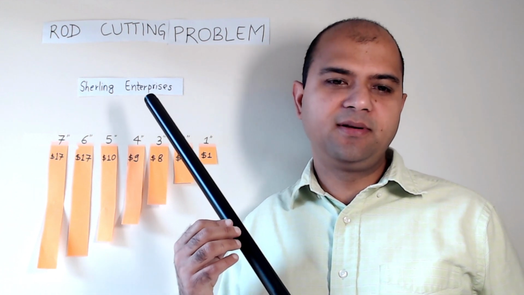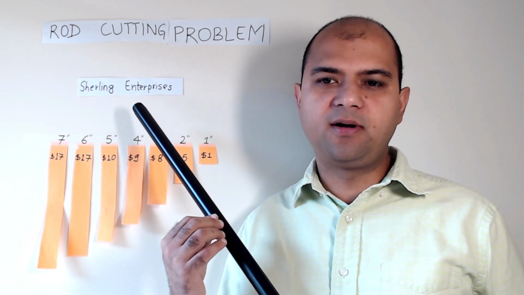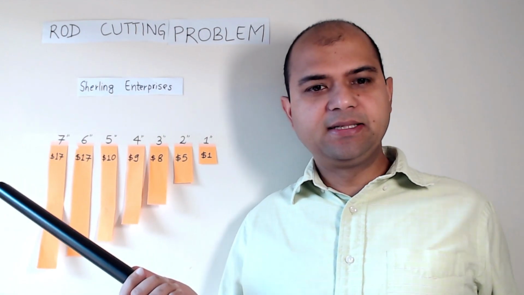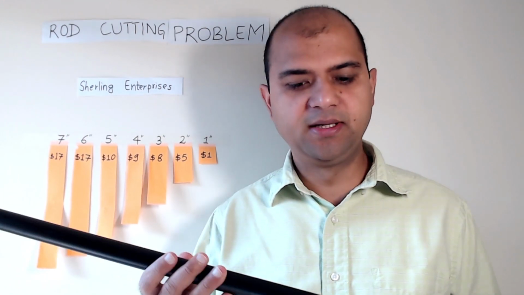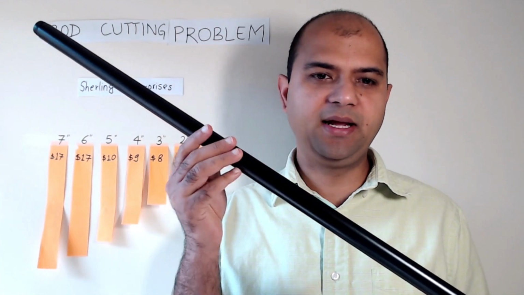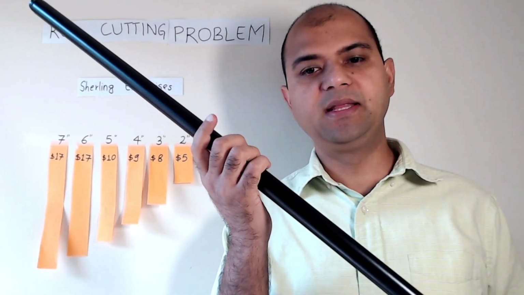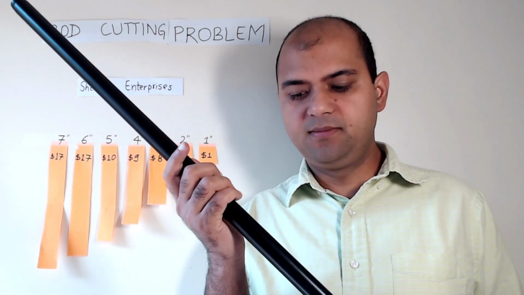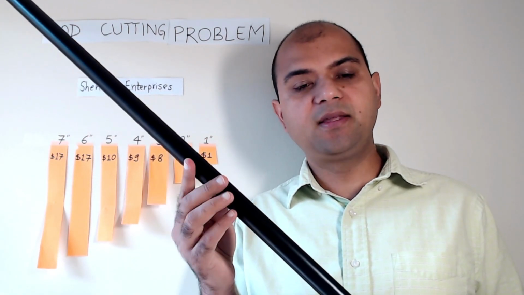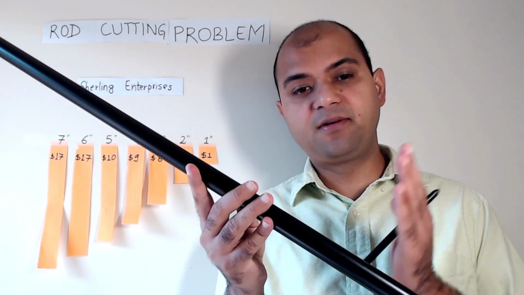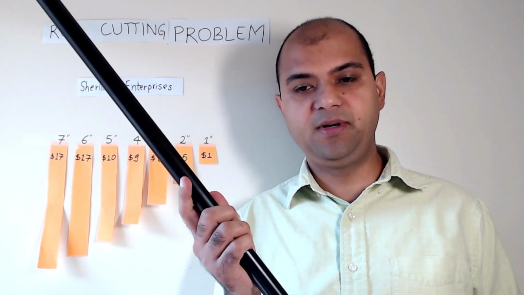Say, for example, that we all work for a company called Sherling Enterprises. In our company, what we do is we take steel rods like these, and then we cut them into pieces and then sell them. Now, to make things simpler, we assume that cutting the rod into pieces does not cost any money.